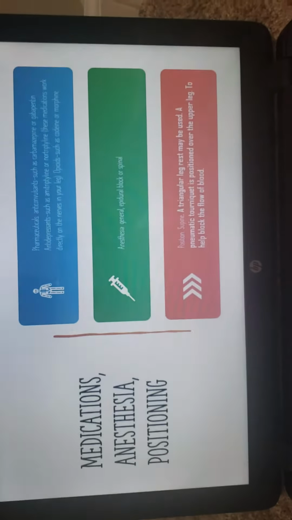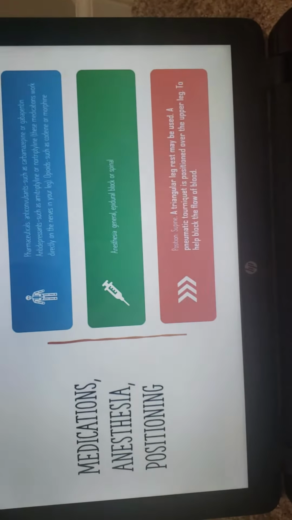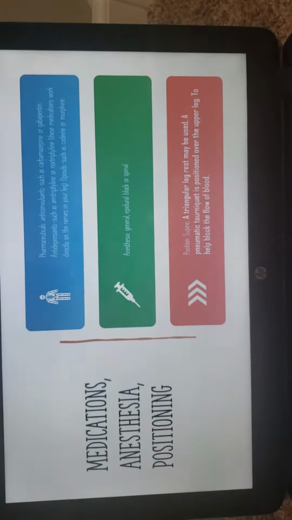And then position is supine. And then, like in the picture that I showed you before, she had that thing wrapped in gauze. That's usually a triangular leg rest. And then they use the pneumatic tourniquet to position that over the upper leg to help block the flow of blood when they go to cut it.